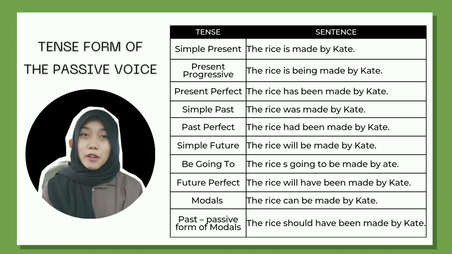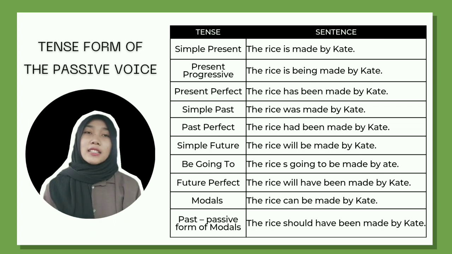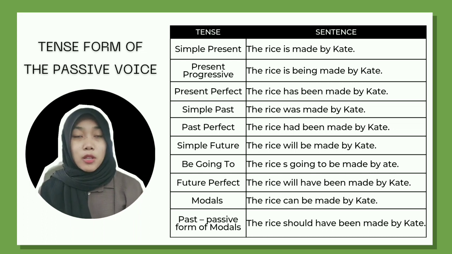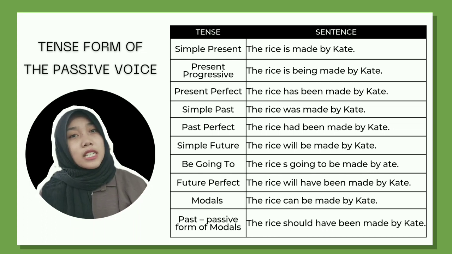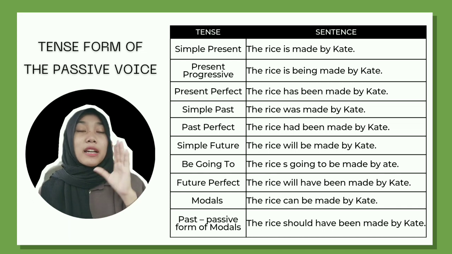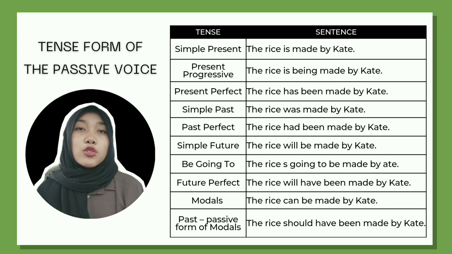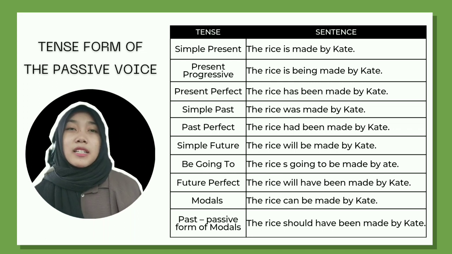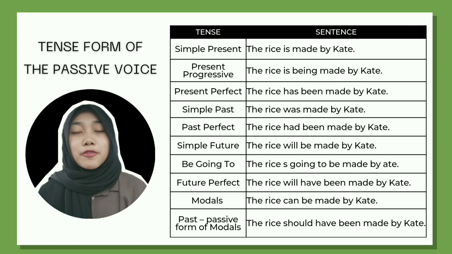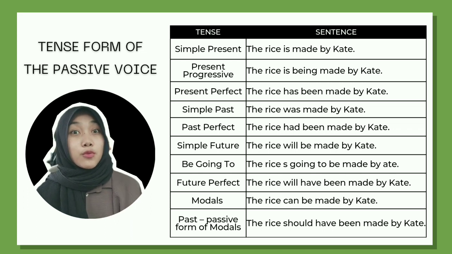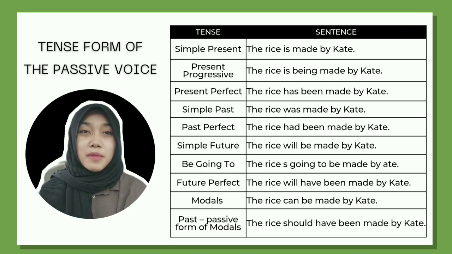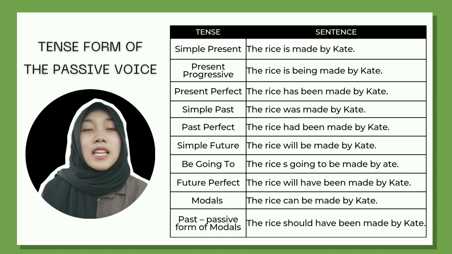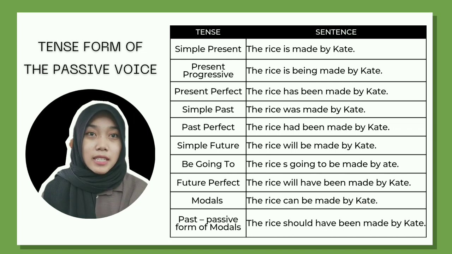The tense form of the passive voice. I told you that the form of the passive sentence is be plus past participle or verb 3. But if you want to make a passive sentence, you also have to use tenses. Most tenses always use be. But in the passive voice, there are two kinds of modals. First, modals like we use every day. The form is modal plus be plus past participle, and the example is the rice can be made by Kate.